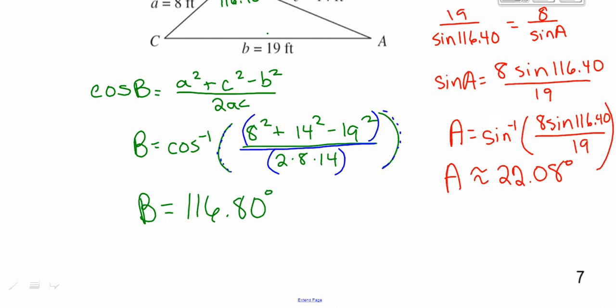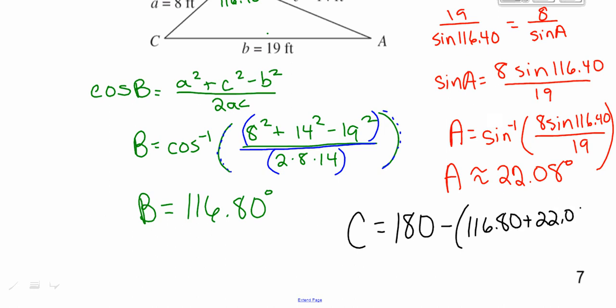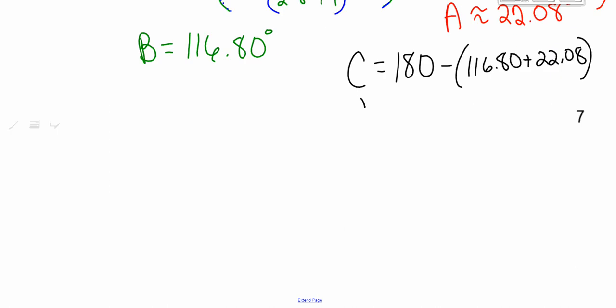So once I have the two angles like that, if I use the law of cosines for each of them, they may or may not add to 180 depending on how I round. But if I use the fact that they add up to 180, then they will. So I can take 180 minus the 116.80 plus 22.08, or subtracting both of those, and then I get that C is approximately equal to 41.12 degrees.